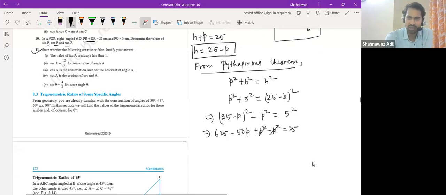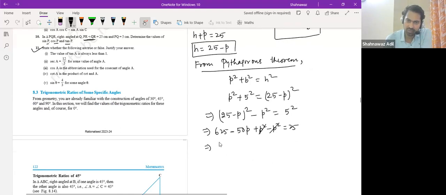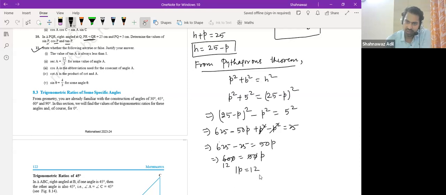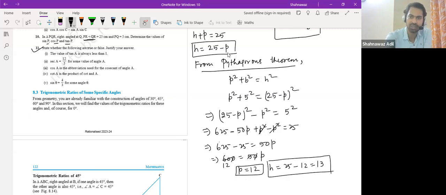So then this would become what? This would become 620. So this goes in the other part, and this is 50. So now I have 600, which is 50. So this cancels, and we have P equals 12. So P is 12, right? H is 25 minus P, which is 12. So this is 30. So now I have H, I have P, and I already had B.